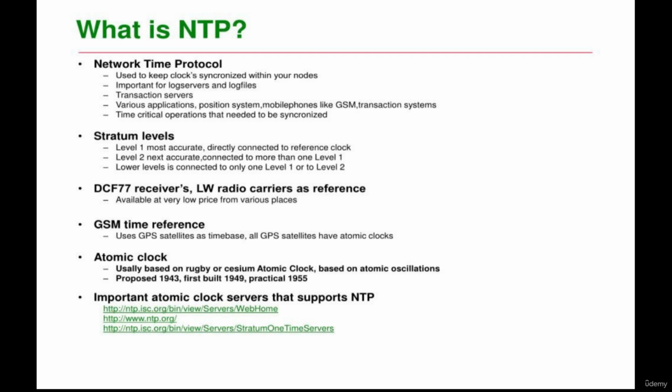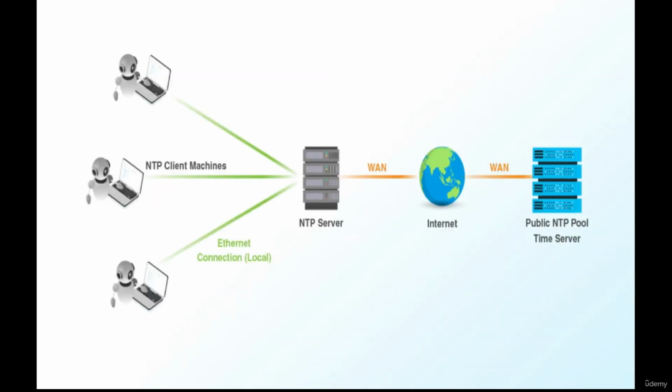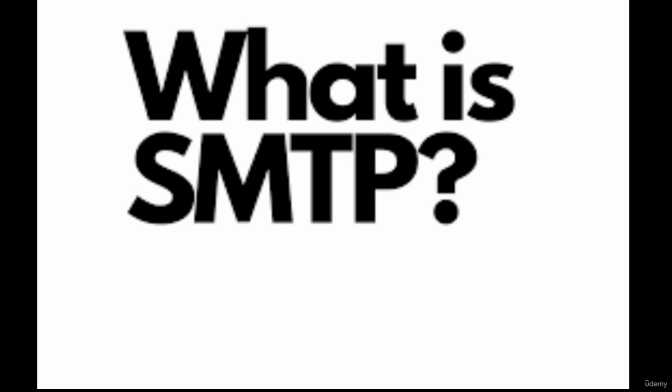DCF77 receivers and LW radio carriers can be used as reference, available at very low price from various places. GSM time reference uses GPS satellites. So here are NTP client machines, an Ethernet connection, and users connected with the NTP server via one internet link, then again one, then the public NTP pool time server. Just have a look. Now come to SMTP.